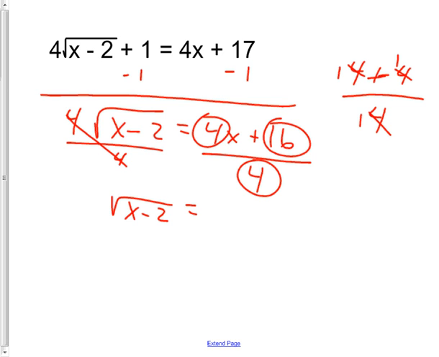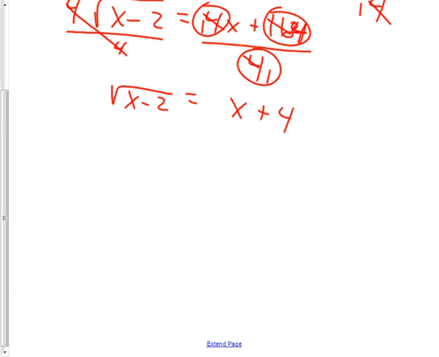So 4 goes in here once, 4 goes in here once, and 4 goes in here 4 times, thank you. And now I have x plus 4 over 1, which is just x plus 4. So much simpler than that 4x plus 16 over 4 thing. All right, now, how do I fix it? I've got a square root to fix.